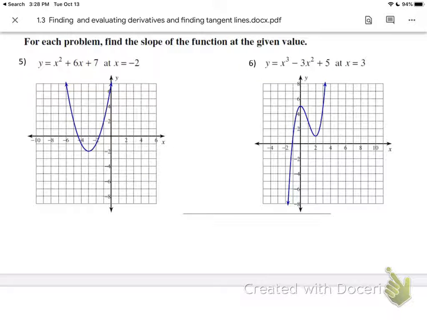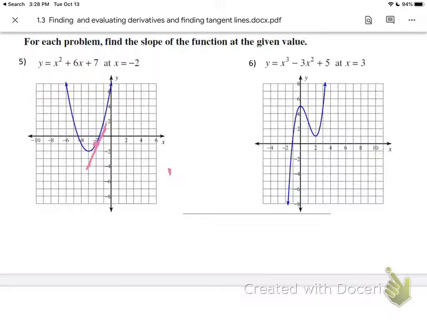Okay, the next one says for each problem, find the slope of the function at a given value. It's the same kind of problem. So let's just see, where is x equals negative 2? That is right here. Whoops, let me put an x. So right there, that's where it is. So to find the slope, I'm going to go ahead and just draw it in. There it is. It looks positive to me. So if I don't get a positive, then something is wrong.